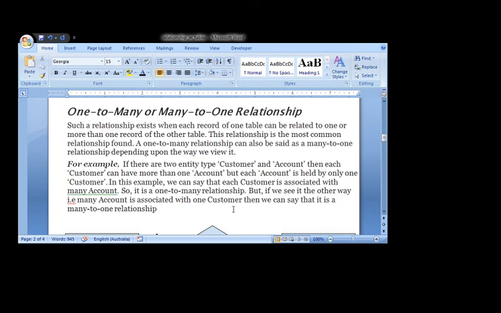If there are two tables, customer and account, and each customer can have more than one account, but each account is held by only one customer. In this example, we can say that each customer is associated with many accounts. So it is one-to-many relationship. But if we see the other way around, we can say many-to-one.